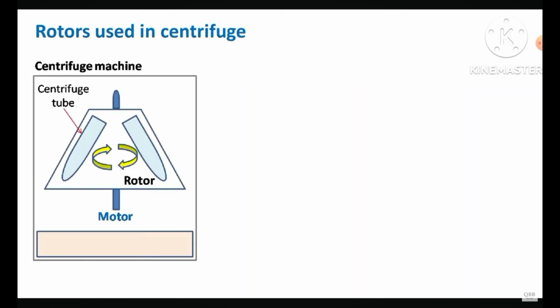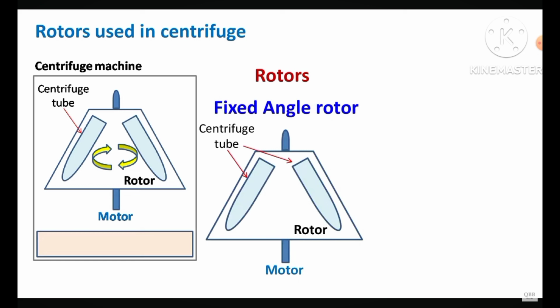Okay, now let's talk about the rotors used in centrifuge. The rotors used in centrifuge are mostly of three types. Fixed angle rotors. As the name suggests, these rotors will hold the tube at a fixed angle, which is usually 45 degrees.